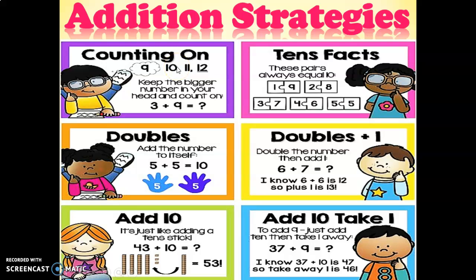The next strategy is called doubles addition. This means to add the number to itself. An example, 5 plus 5 equals 10.